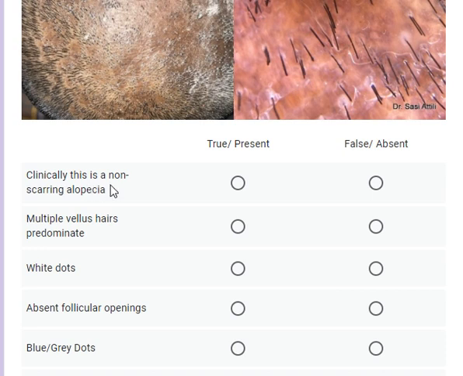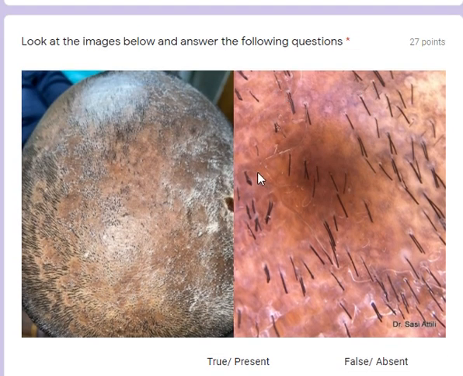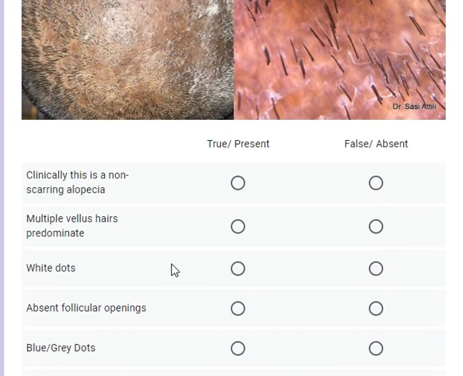So clinically, "this is a non-scarring alopecia" is false because it is a scarring alopecia. This is a double negative question, so please be careful when you're answering MCQs like this. Multiple vellus hairs predominate. In fact, there are no vellus hairs here. Most of the vellus hairs seem to have been destroyed. Though this is an androgenetic pattern, you don't see many vellus hairs here. Most of the hairs here are in fact terminal.